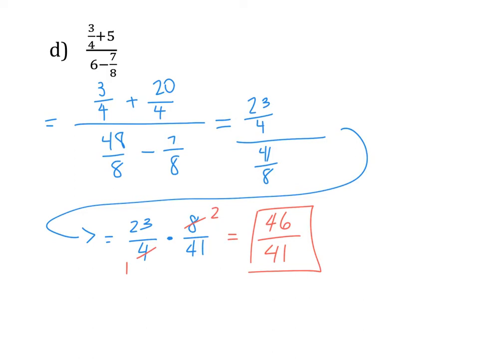So combine each side into one fraction using the least common denominator and then adding and subtracting. And then do regular division from there.